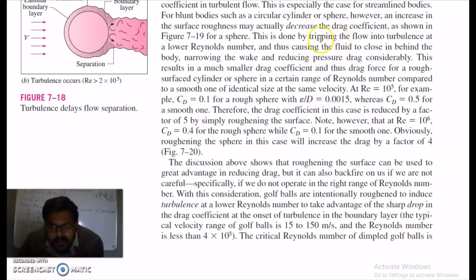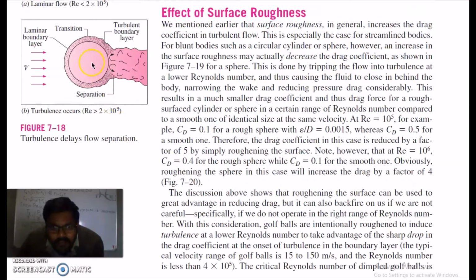This is done by tripping the flow into turbulence at lower Reynolds number and thus causing the fluid to close in behind the body, narrowing the wake and reducing the pressure drag considerably. Means if due to the surface roughness your turbulent flow will start, so this wake region will decrease and overall pressure drag on this body will decrease due to the surface roughness.